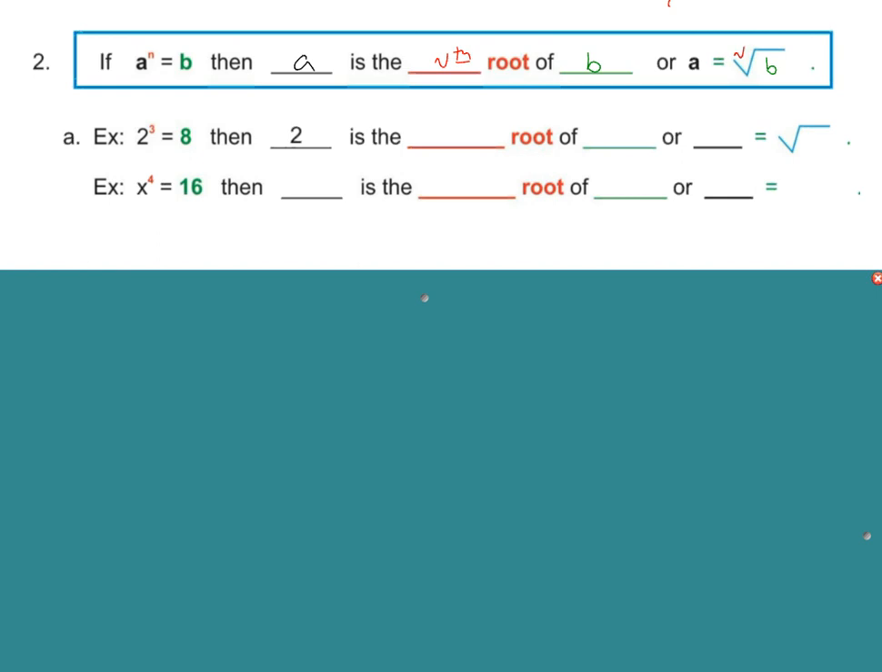So for example, if you've got 2 cubed equals 8, then 2 is the cube root, cube because of the 3, of 8, or we could say 2 equals the cube root of 8. Next example, x to the 4th power equals 16. Then what we're saying is x is the 4th root of 16, and again, we could write that as x equals the 4th root of 16. So we have to begin to get in our thinking the relationships here, and I'll show that more to you in a little bit.